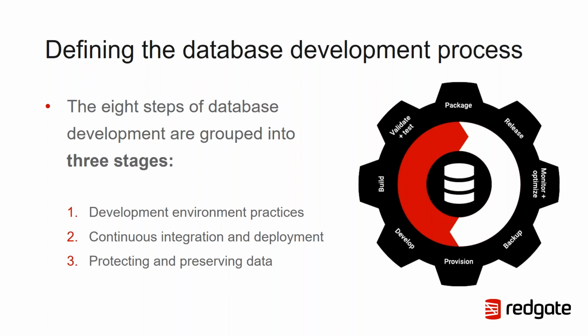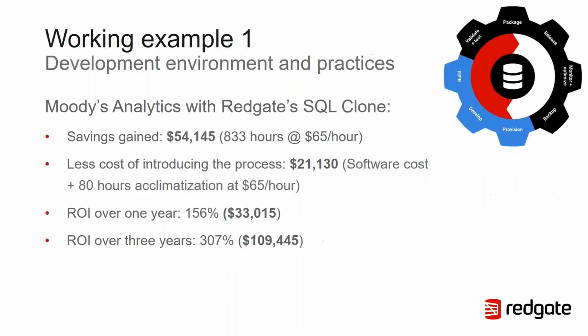So those are our three categories. I'd like to give you an example from each of these categories. The first one here is Moody's Analytics, and these guys were using Redgate's SQL Clone. SQL Clone is Redgate's provisioning tool, and that ability to provision realistic environments for developers to develop and test against is an essential part of that DevOps process, as it lets the developers test changes against an up-to-date version of the database and find errors earlier.